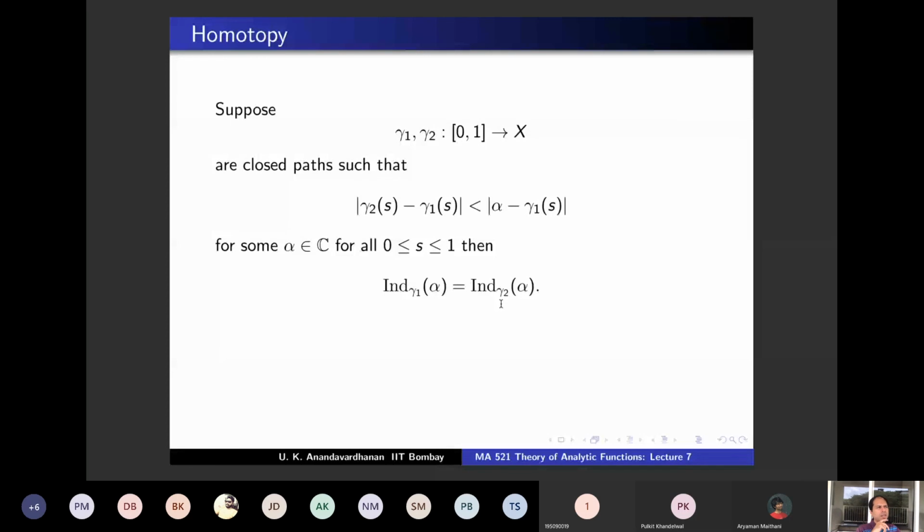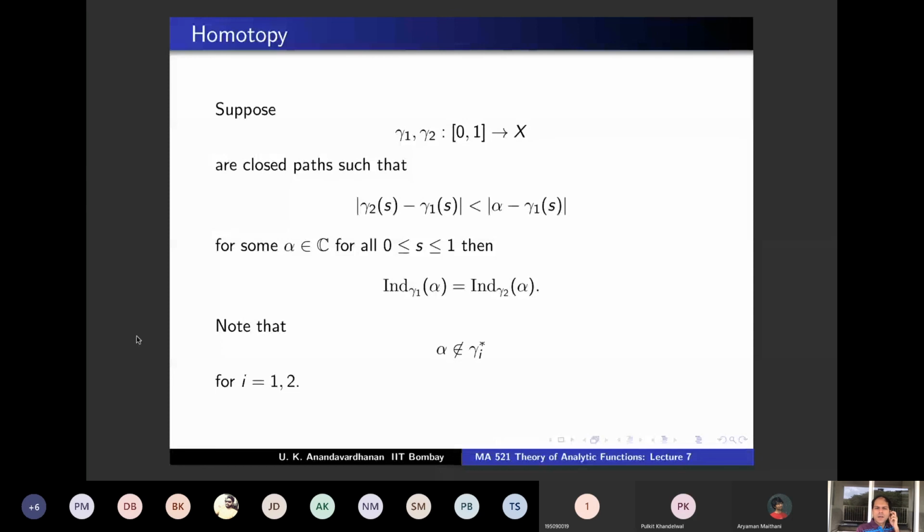So what we are going to show in the next class is that if gamma 1 and gamma 2 are homotopic, then gamma 1 and gamma 2 are homologous. The converse need not be true. Homotopic implies homologous. And in order to show that, we will make use of this observation. So let's prove this observation.